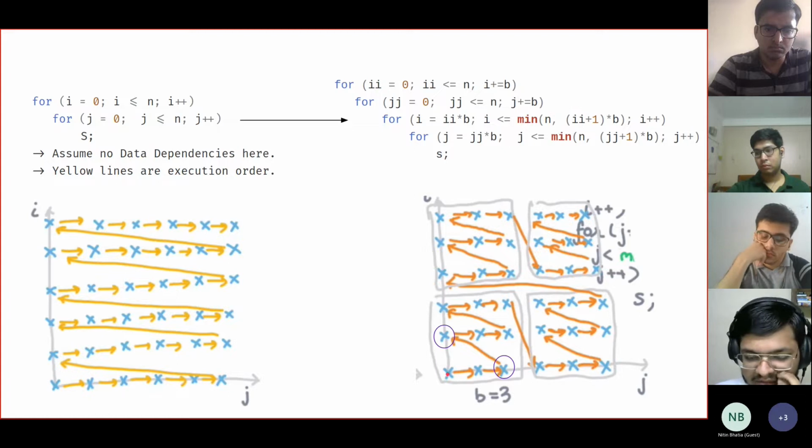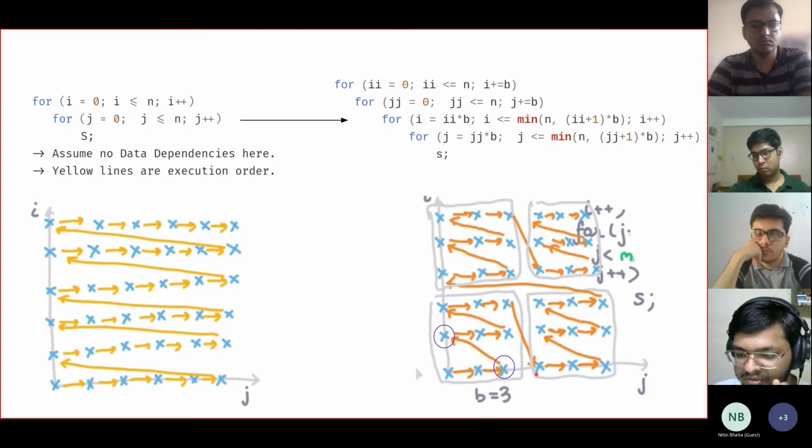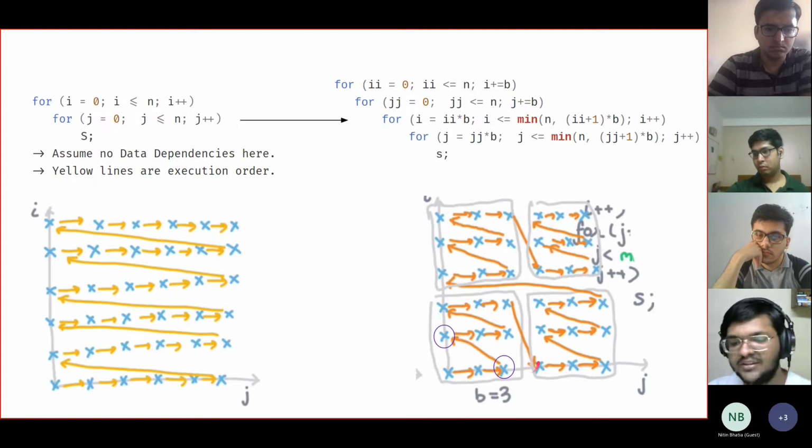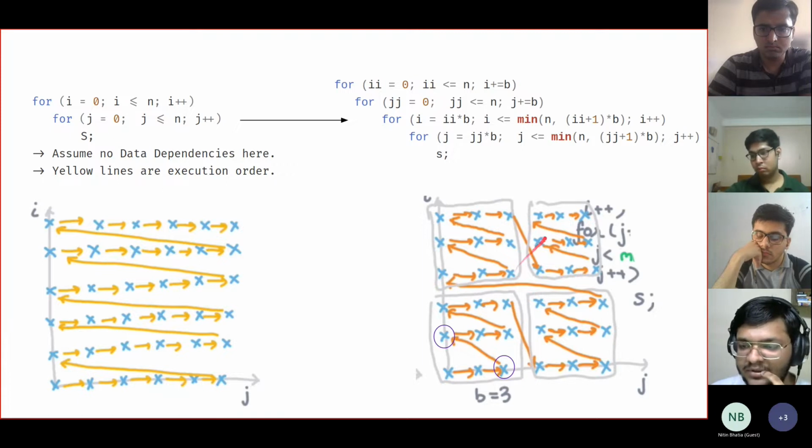Let's say we started the execution from 0 comma 0, and when we reach 0 comma 3 here, because we have done the blocking, the execution will return to the point 1 comma 0, and then it goes to 1 comma 2, 1 comma 3, and then again here. And when we reach this corner point, the execution will then go toward 0 comma 3 here, and then similarly we reach this point again. So here you can see that at some levels the execution order has been changed.